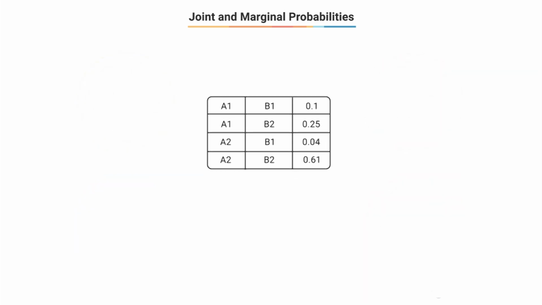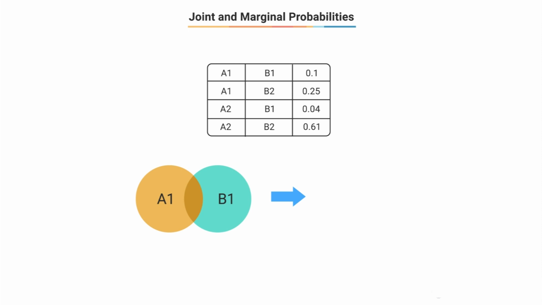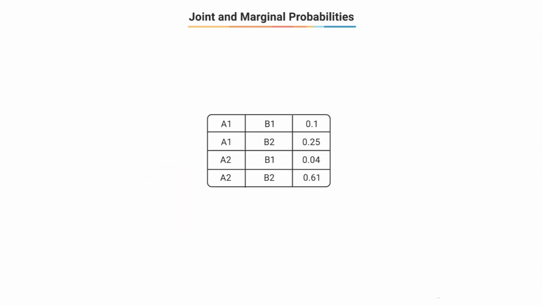Here we can write the joint probability of event A1 and B1 is equal to probability of A1 intersection B1, which is 0.10. The joint probability of events A1 and B2, which is equal to 0.25. The joint probability of event A2 and B1, which is equal to 0.04. And the joint probability of events A2 and B2 is equal to 0.61.